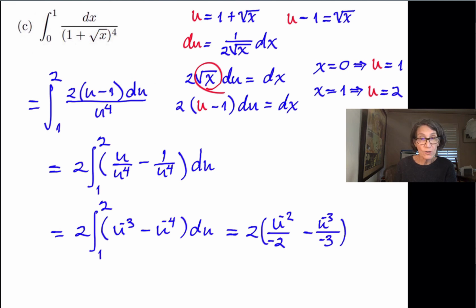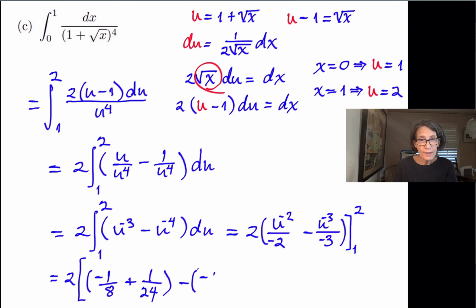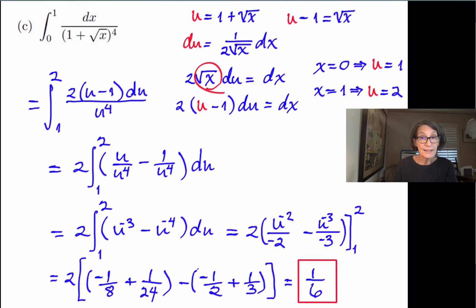And we have to evaluate that from 1 to 2. All right, so plugging in 2, I'm going to have 2 times negative 1/8 plus 1/24. And then plugging in 1, I'm going to get minus 1/2 plus 1/3. All right, so adding together all my fractions, multiplying by 2, my final answer is 1 over 6.